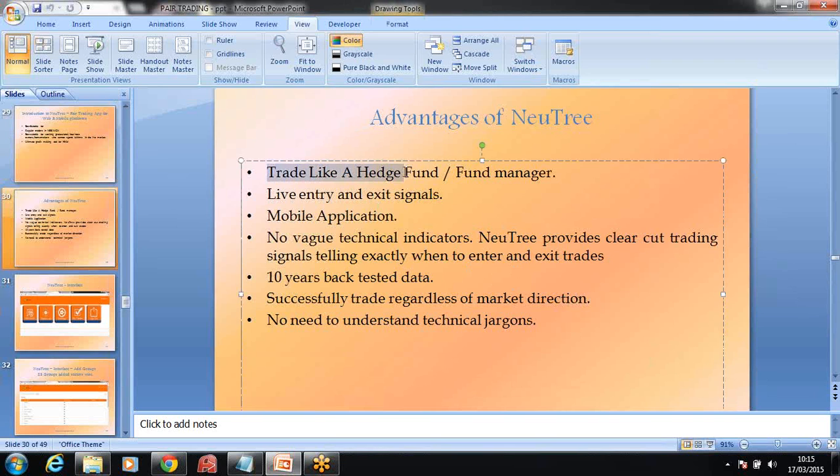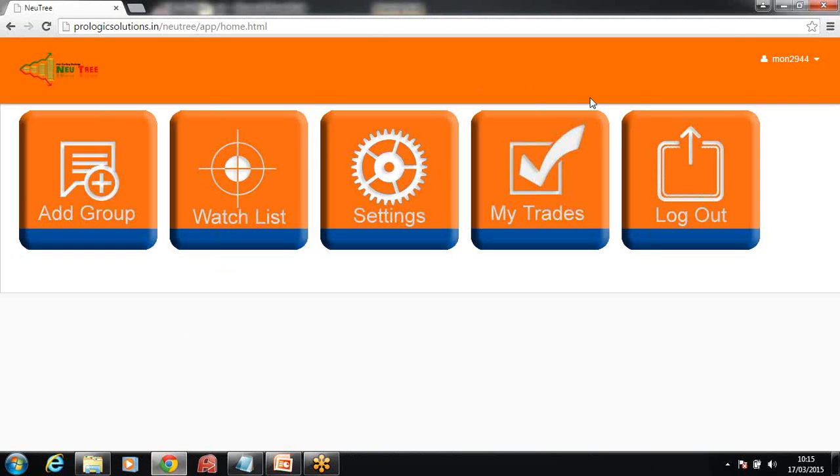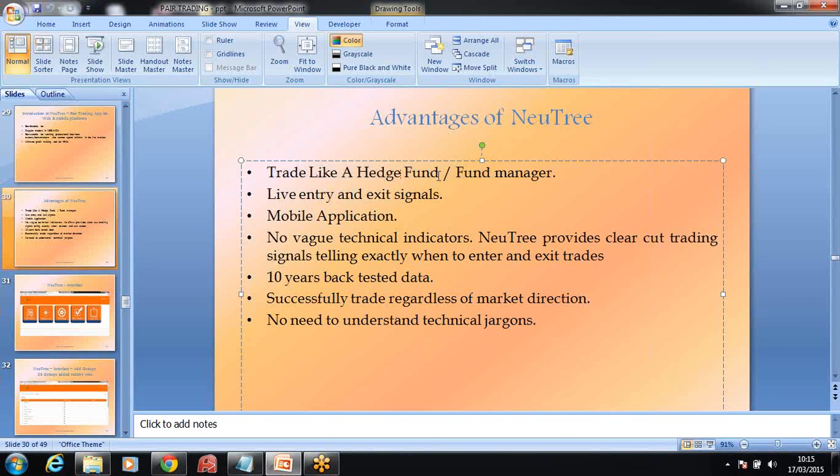Okay, what are the advantages of Neutree? Neutree is nothing but the interface I am showing you here. We have five buttons here, I will come back to this. You can trade like a hedge fund, fund manager, or mutual fund company. You will get all these live entry and exit signals. It's a mobile app. You don't need any technical analysis knowledge. You have 10 years of backtested data, I'll show you the data. It is successful regardless of the market direction. You don't have to worry about the Nifty movement. And you don't need to understand any technical jargon other than correlation and winning percentage. I will show you those.